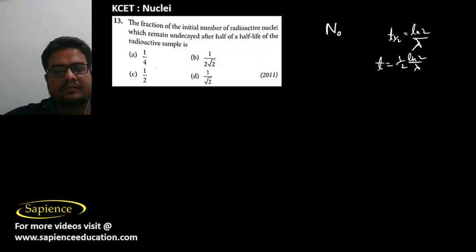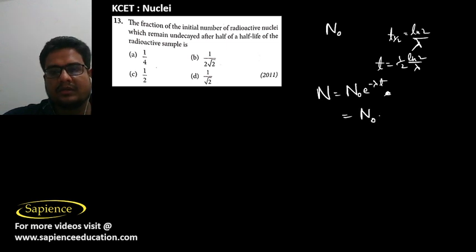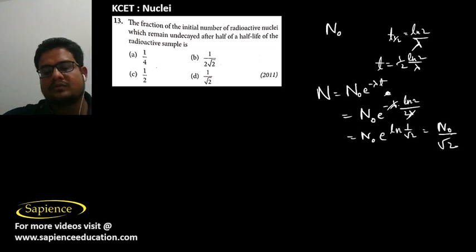It means the number of radioactive nuclei that has decayed at time t is given as N is equal to N naught e power minus lambda t. So for half of half-life, that will be equal to N naught e power minus lambda into ln2 by 2 lambda. Lambda will cancel, so this is N naught into e power ln 2 power minus half, so it is 1 by root 2. This is equal to N naught by root 2.